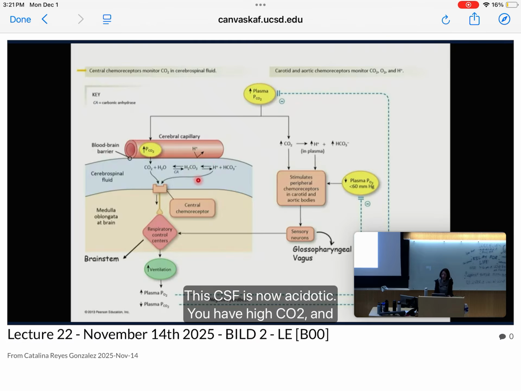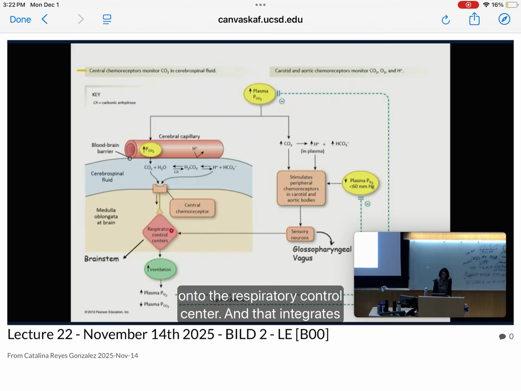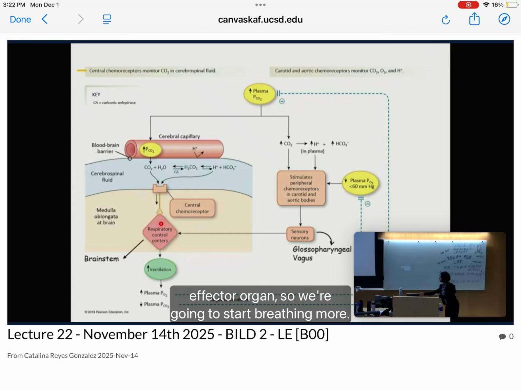This CSF is now acidotic. You have high CO2 and you have a high concentration of hydrogen ions. The pH of this CSF is reduced. And that gets sensed by the central chemoreceptors, which are going to send a signal right there in the same location, in the same brainstem, onto the respiratory control center. And that integrates that information. Because we have too much CO2 and acidosis, we're going to send a signal to an effector organ, so we're going to start breathing more.